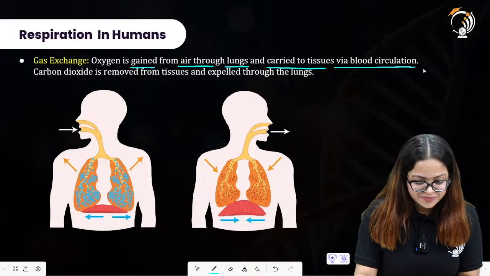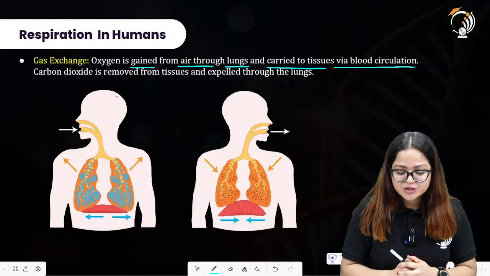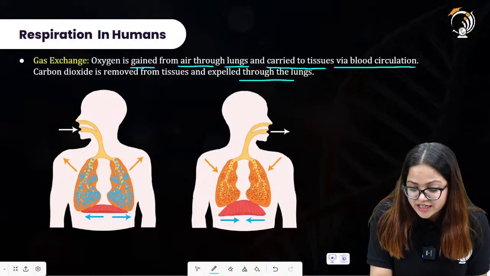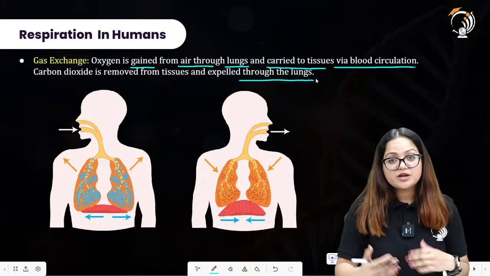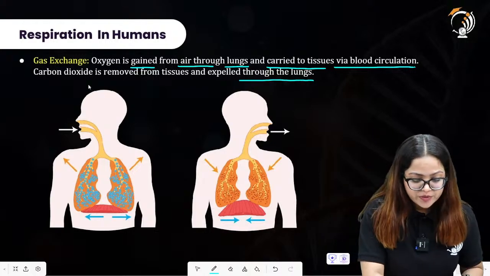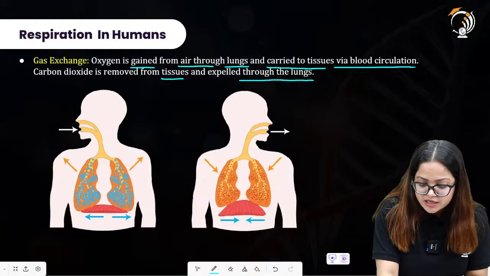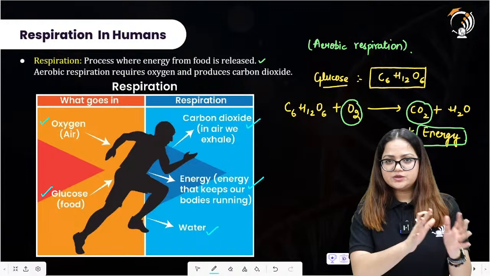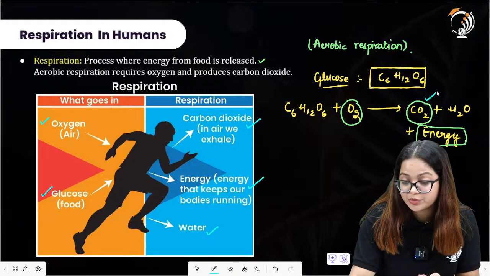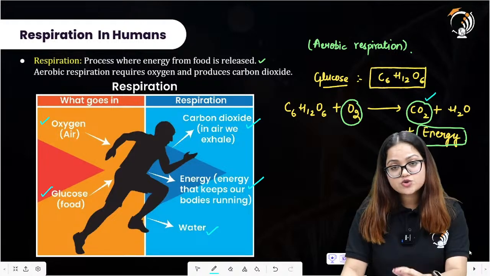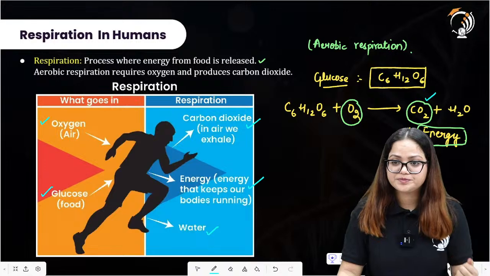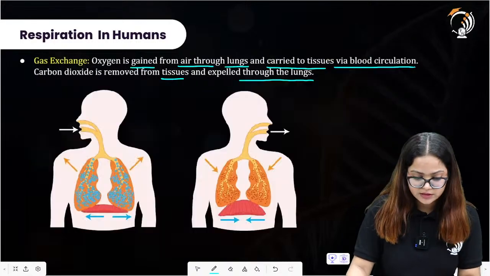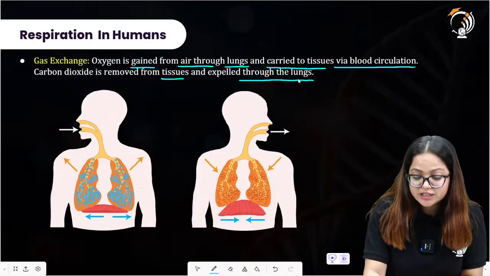Carbon dioxide is removed from tissues and expelled through the lungs. We will understand how this process actually happens here. Carbon dioxide is removed from the tissues because we have already understood the respiratory reaction. You can totally relate to this reaction that the carbon dioxide is on the product side. So this is going to be removed from the body and expelled through the lungs.